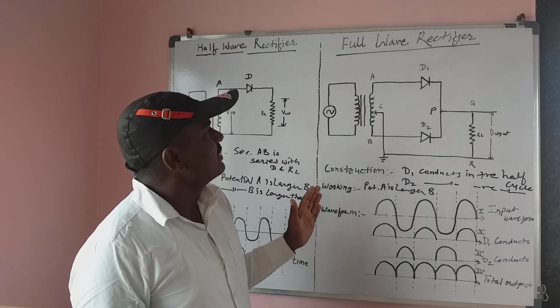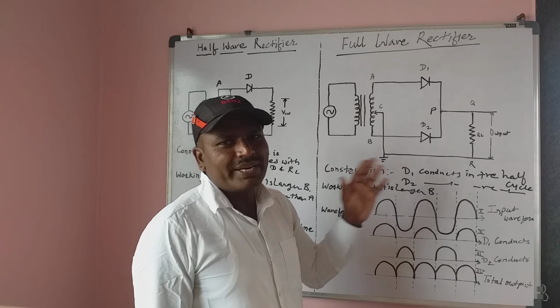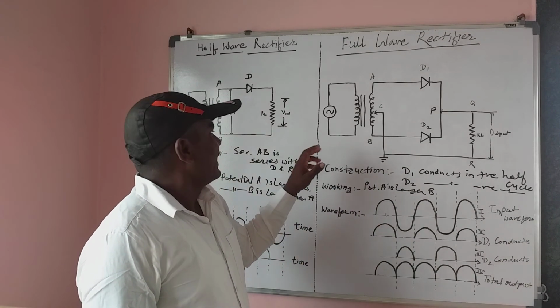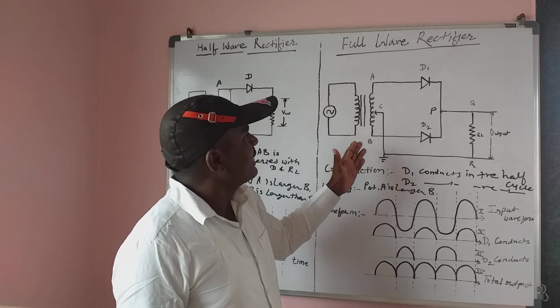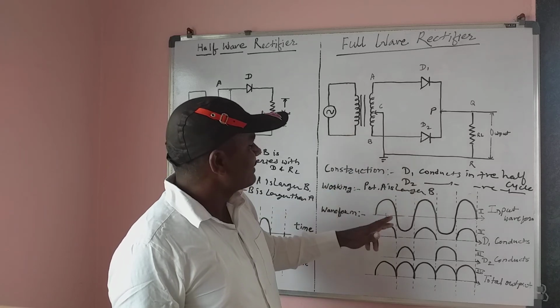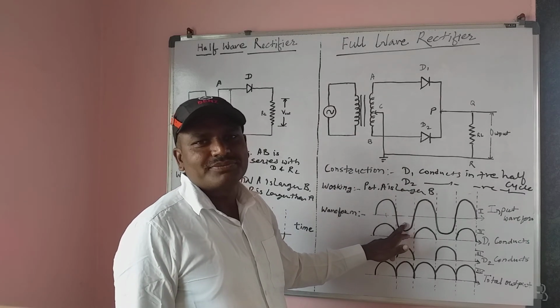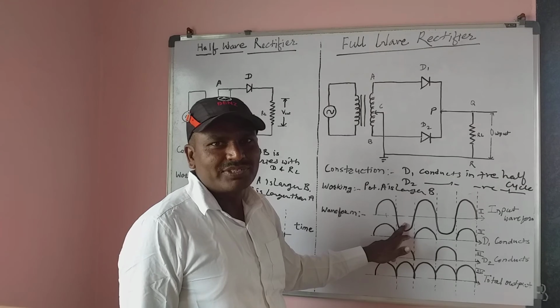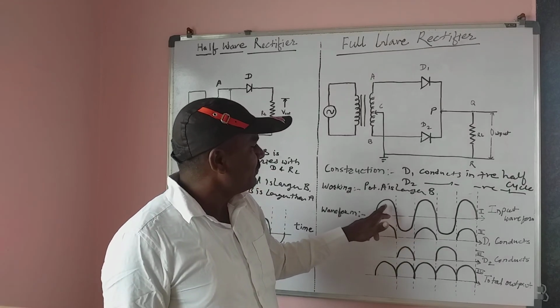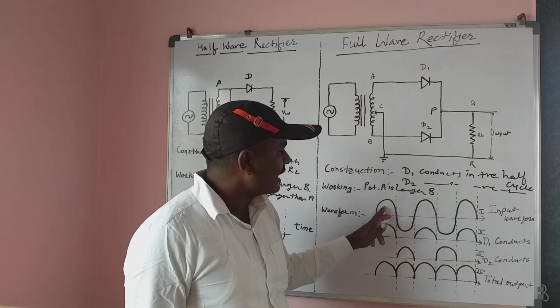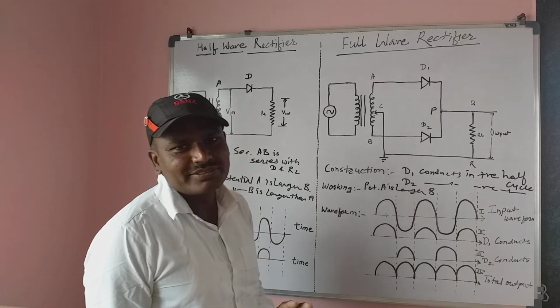Now we can see the advantages of a full wave rectifier. Rectification takes place for both cycles of the AC input voltage. This is the first advantage. Which is the first advantage? The rectification takes place in both cycles of the AC input voltage.